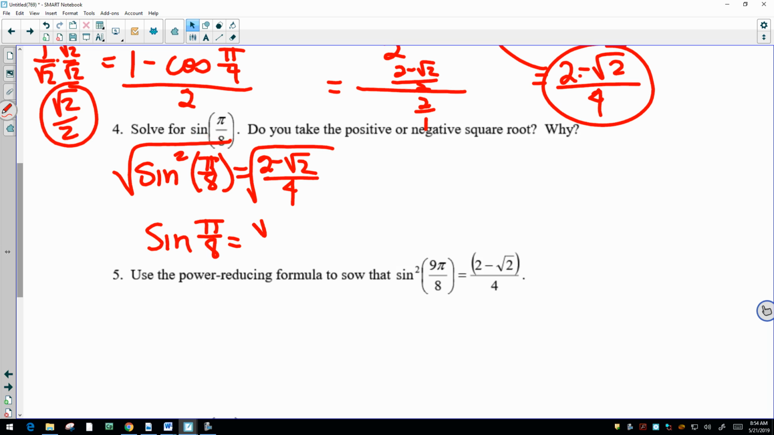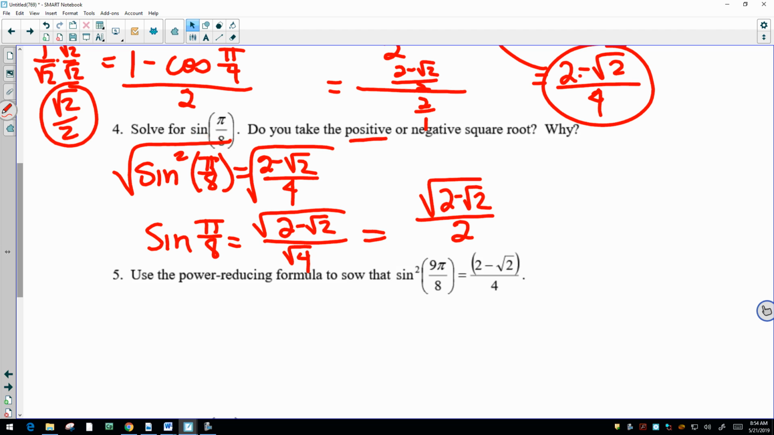And square root properties, just keep in mind, you can square root the top and you square root the bottom. So that means this is going to be the square root of 2 minus the square root of 2 over 2. And then the question is, do we take the positive or the negative square root? Well, we are going to take the positive square root. And the reason is because I know that pi over 8 is going to be in our first quadrant.